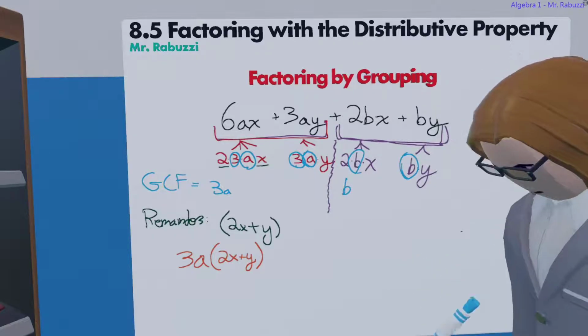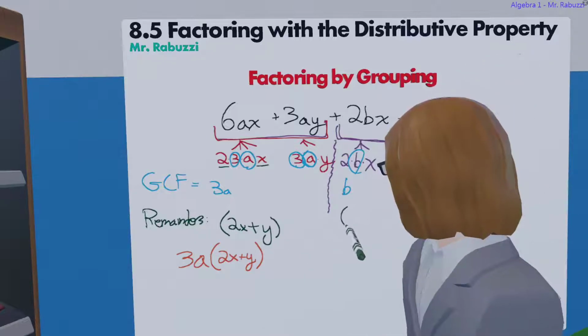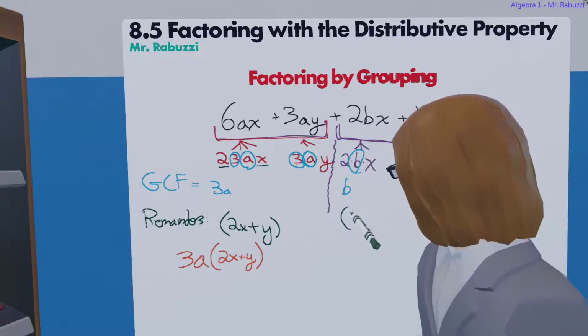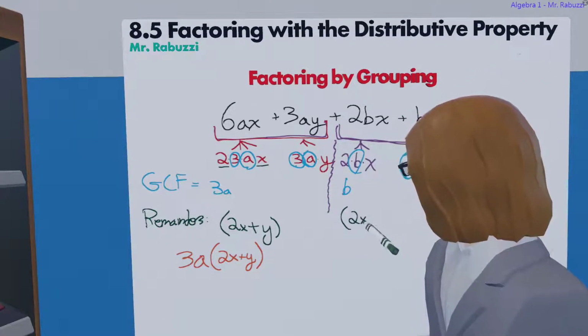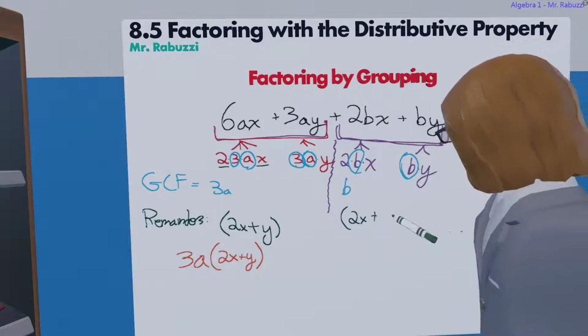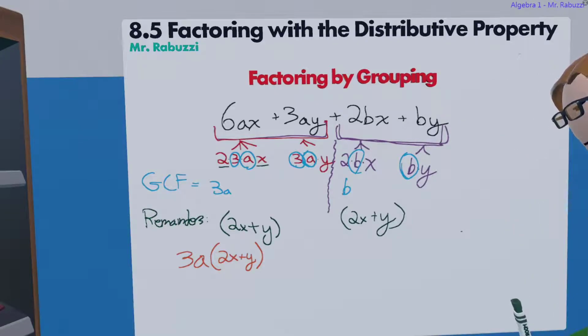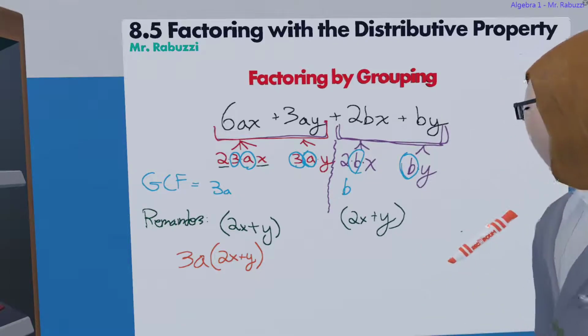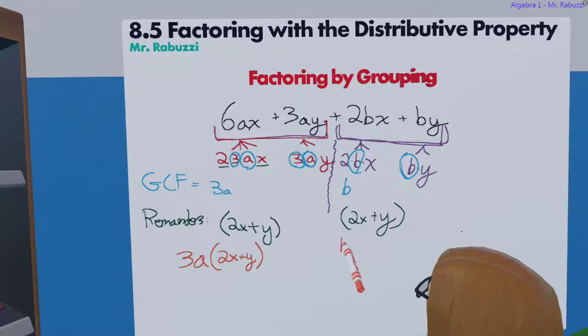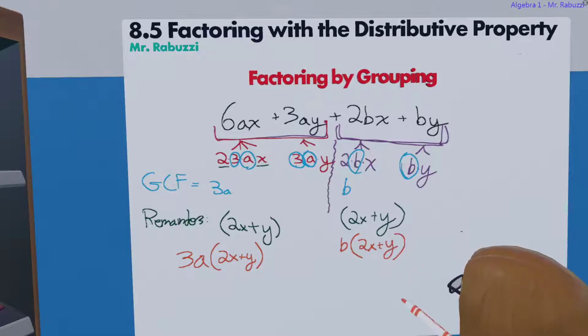Okay. What are our remainders? We have 2x plus y, then we put it back together and check. B times the quantity of 2x plus y. Okay.